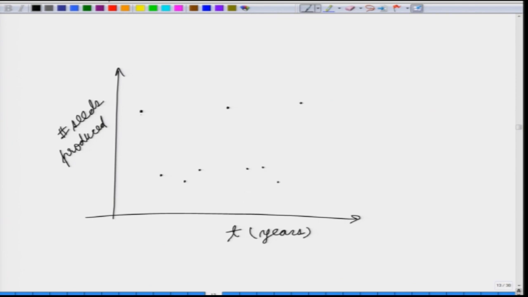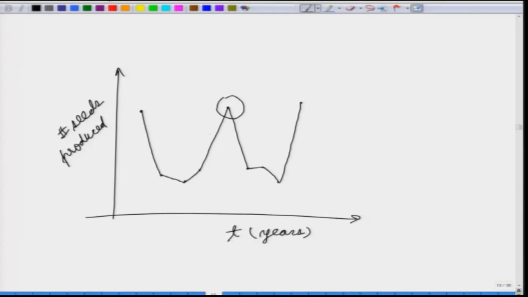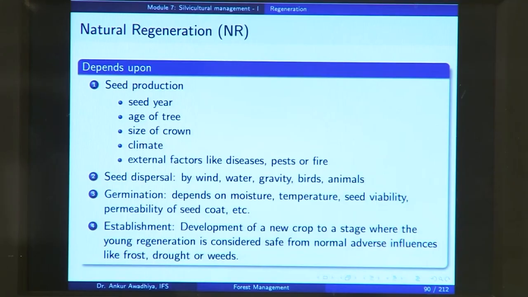So, if your species shows this characteristic, in that case what you should do is that you should time your logging or harvesting of your forest in such a manner that when you want seeds to be produced, it comes in the seed year. So, essentially what you will do is that you will log after this point, because the next year you will have a large number of seeds. So, natural regeneration is dependent on seed production, which depends on the seed year. It also depends on the age of the tree.